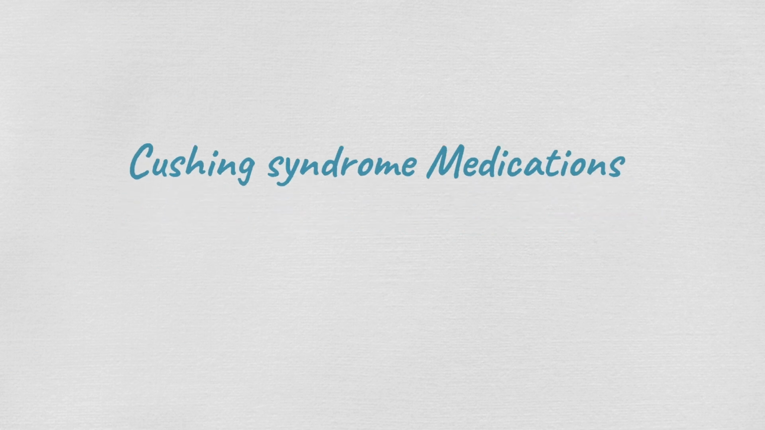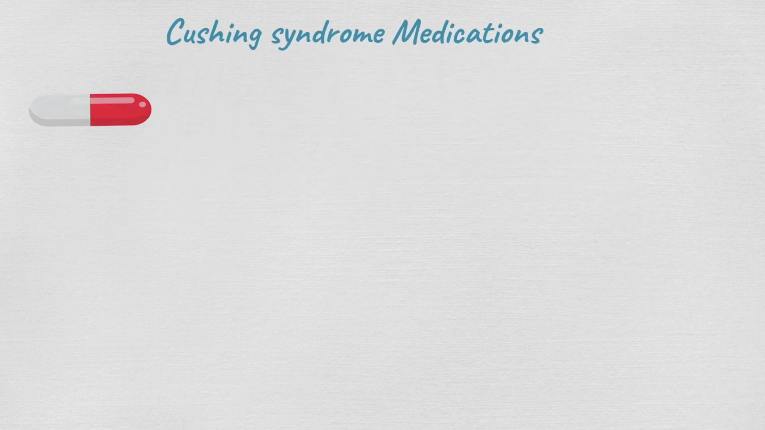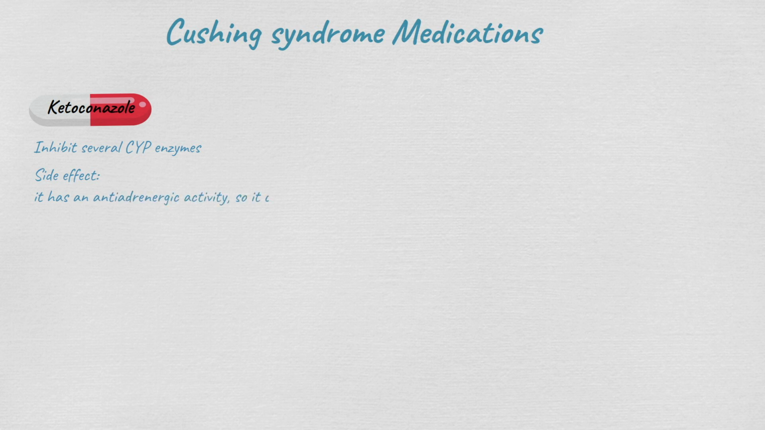For Cushing syndrome, it is the opposite. We need to lower the cortisol levels. So our treatment options are: first, ketoconazole, which reduces the cortisol levels through the inhibition of several cytochrome P450 enzymes, but the efficacy of this treatment agent appears after several weeks of therapy. Now for the side effects, it has an anti-androgenic activity, so it can cause hypogonadism and gynecomastia in men. Also, it may cause reversible elevation of the hepatic enzymes.